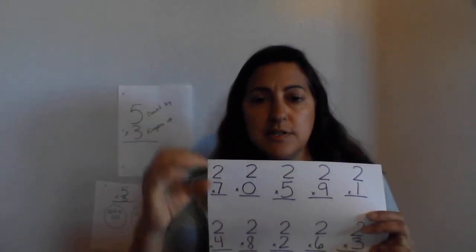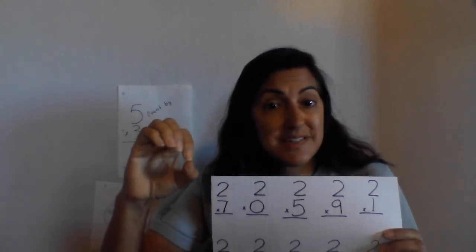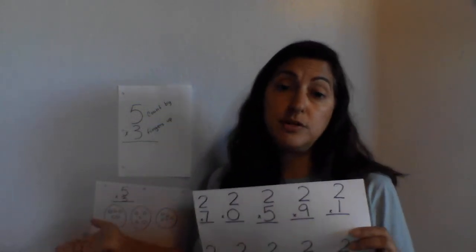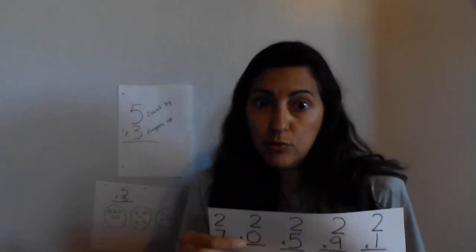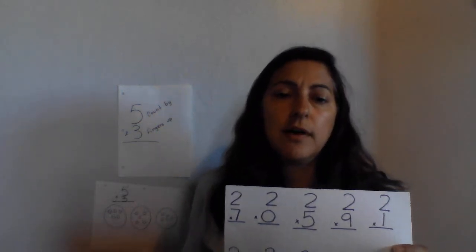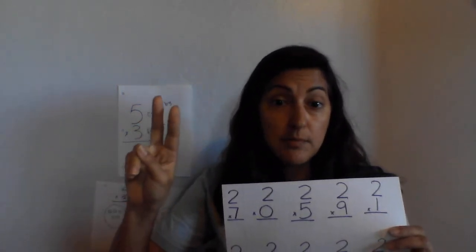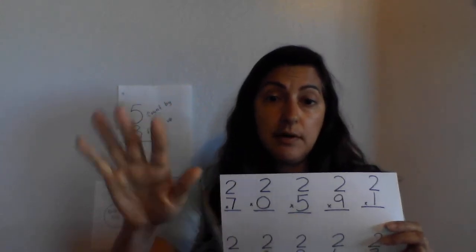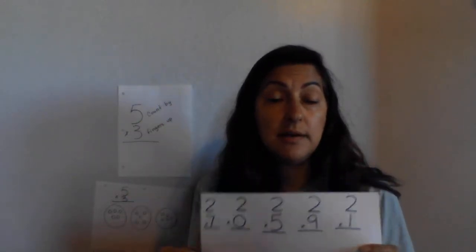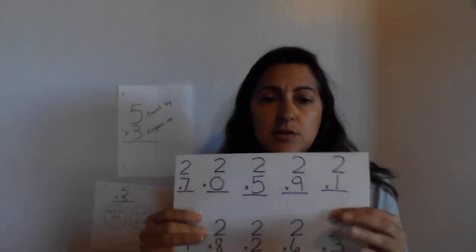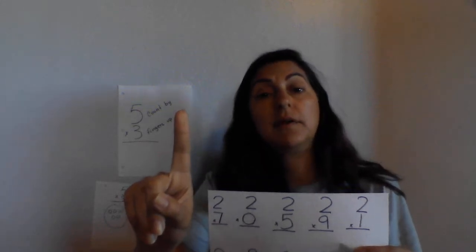And on my next one, 0 fingers up. Anything times 0 is 0. I have no plates. There would be 2 cookies on each plate if I had plates, but I have no plates, so I have no cookies. 2 times 5. 2 is my count by number, 5 is my fingers up, so I'm counting 2, 4, 6, 8, 10. 2 times 9, 9 fingers up, counting by twos. 2, 4, 6, 8, 10, 12, 14, 16, 18. Last one on this row, 2 times 1, 1 finger up, counting by twos.